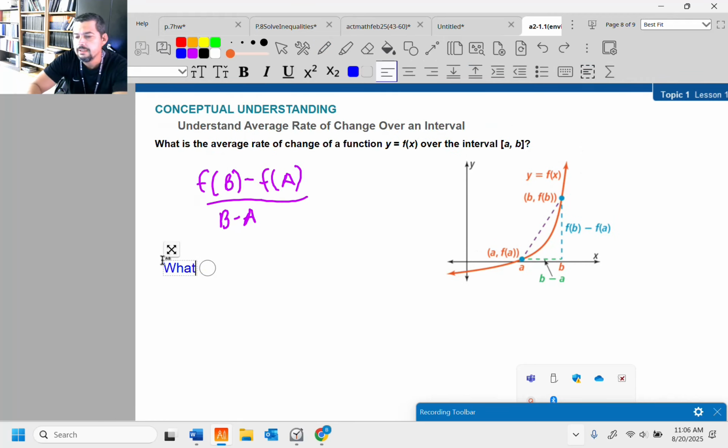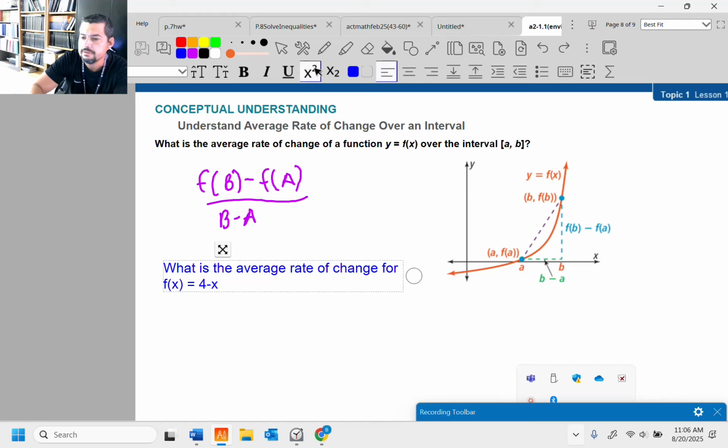All right, so what is the average rate of change for f of x equals 4 minus x to the second over the interval, let's do something like negative 1 to 3. Okay. Now, you get the letters a and b from the interval. These are actually x values. So there's a, there's b.